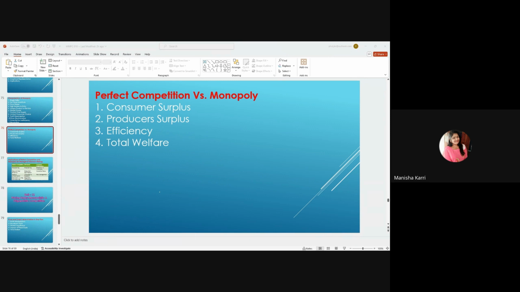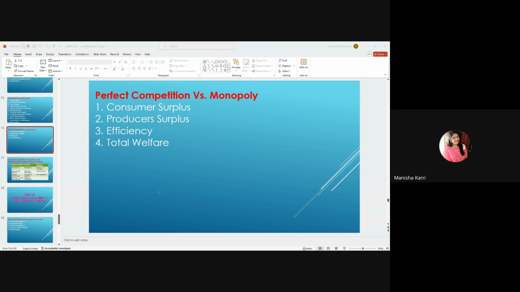In perfect competition, firms can earn zero economic profits in the long run, leading to efficient allocation of resources and maximizing producer surplus. In monopoly, it can earn economic profit, leading to higher producer surplus compared to perfect competition.